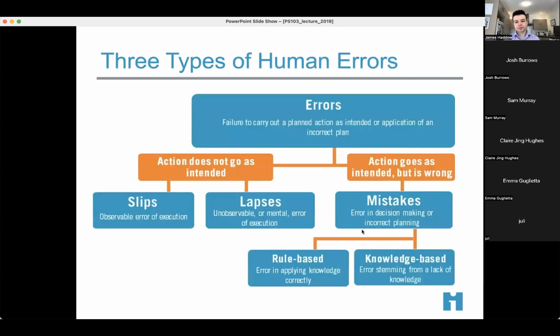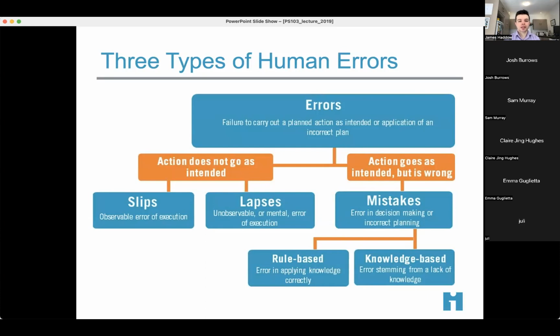So we've been over this before earlier on in the course. So just a bit of revision, because it is confusing, the difference between them all. So we classify them all as errors, but the errors can either be an action that did not go as intended, or the action was intended, but it was the wrong selection of action. So the decision making behind that was wrong.